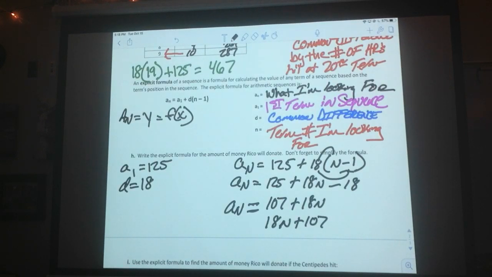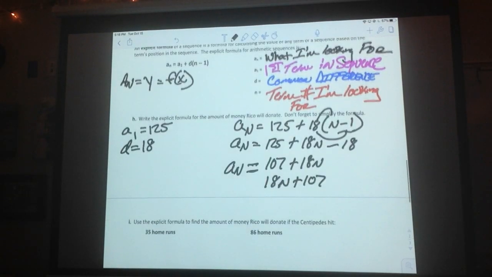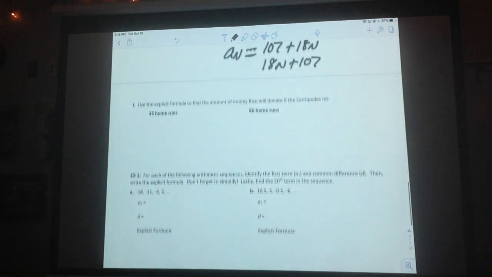Alright, so that's the formula reduced, simplified. Now, you don't always have to reduce it, okay? And we're going to see some examples of how you can not do that. Alright, here we go.